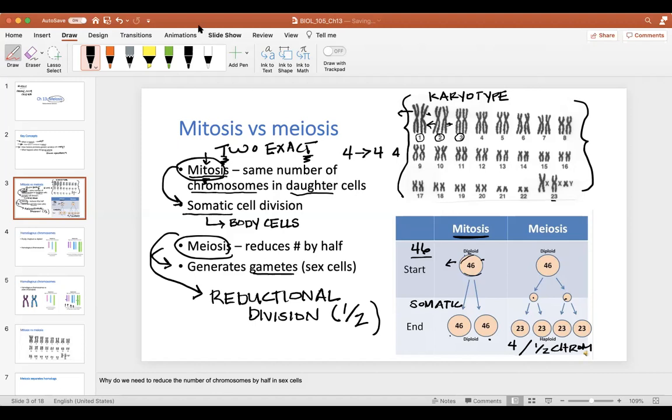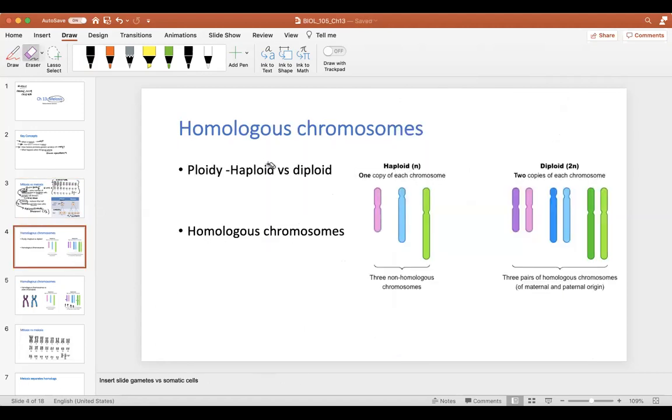All right, let me erase this right here. Let's think about chromosomes a little bit more before we move on to talking about meiosis. Before we talk about meiosis, it's going to be important for us to differentiate between 2 terms, haploid versus diploid, okay? A cell that is haploid has 1 copy of each chromosome, okay?